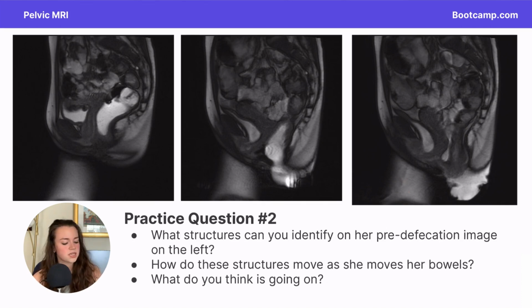So take a look at her pre-defecation image on the left. Talk to me about what different structures you can see. And then look across the 3 images and see how the positions change as she moves her bowels. What do you notice is maybe happening? And then what do you think is going on? What do you think is causing her problem? So take a minute, pause this video. Otherwise, I'm going to go ahead and give you the answer.